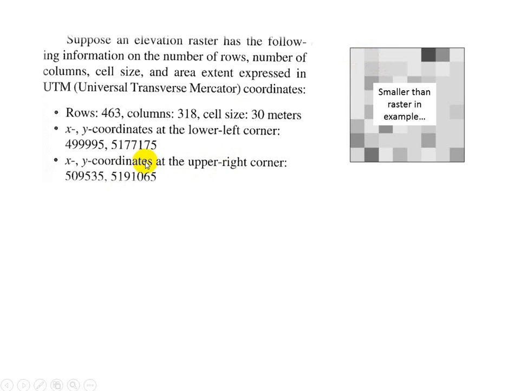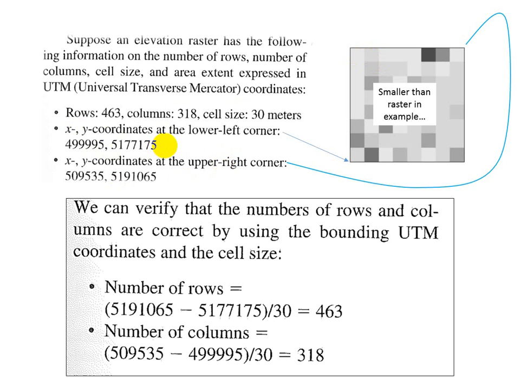And if we are given the x and y coordinates at the lower left corner, and we're given the x and y coordinates at the upper right corner, we can do some tricky math, and we can verify that the row and column numbers are correct, right? Because the number of total rows is this number minus this number, and the number of total columns is this number minus this number. And we know that each one of these is 30 meters by 30 meters. And so if we do that, this is the meters, right?